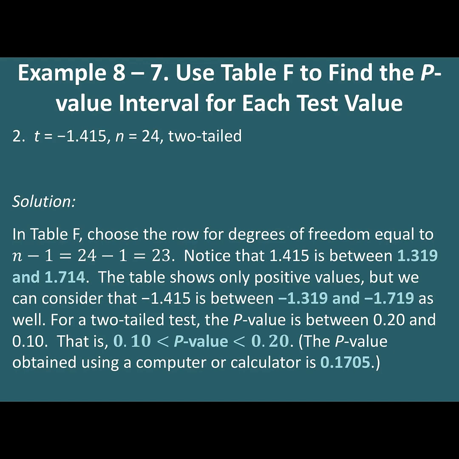The table only shows positive values, but we can consider that negative 1.415 is between negative 1.319 and negative 1.714 as well. For a two-tailed test, the p-value is between 0.20 and 0.10 according to the table. That is, 0.10 is less than the p-value, which is less than 0.20. Once again, you can calculate the p-value using a calculator at 0.1705.